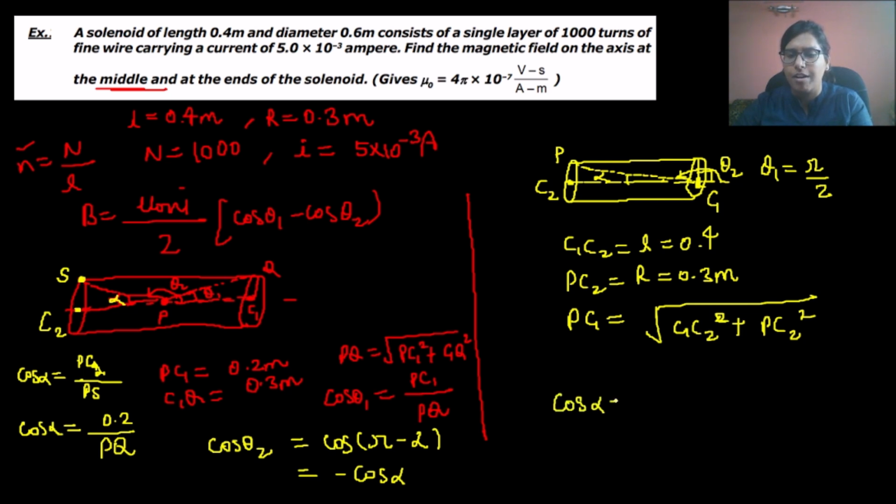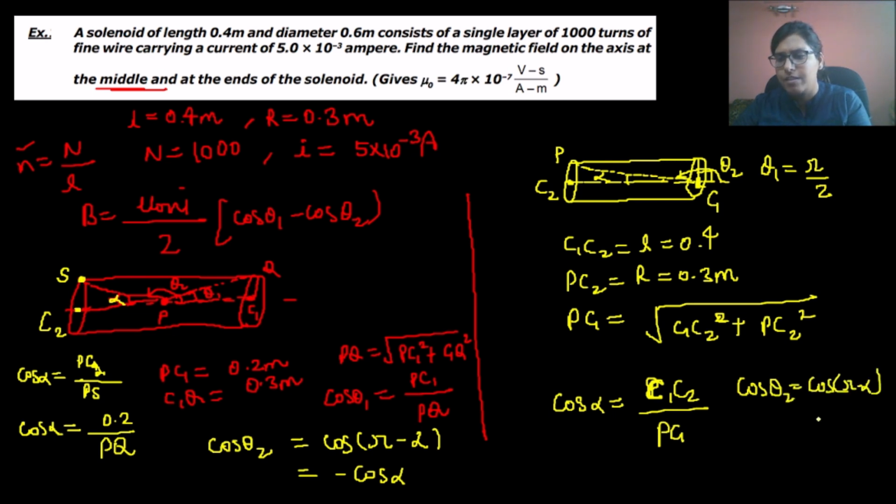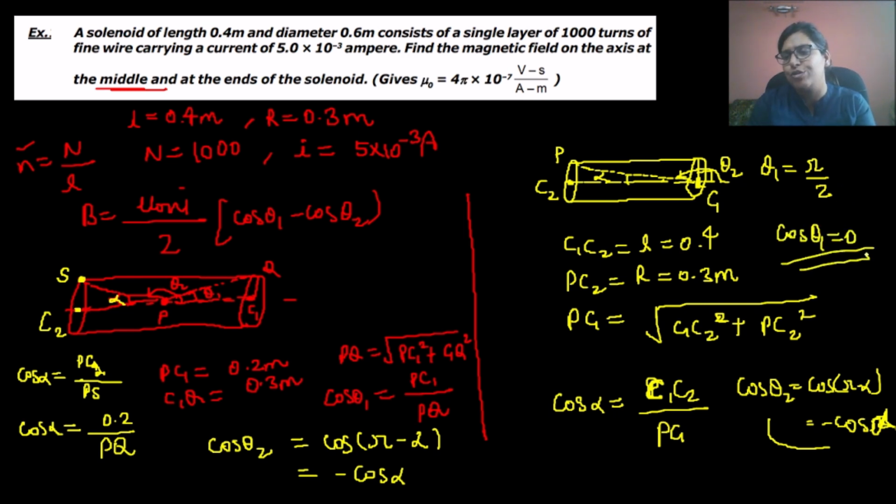So cos of alpha will be C1C2 upon PC1. And cos of theta 2 can be written like this, cos of pi minus alpha. So this will be equal to minus cos alpha. So now cos theta 2 is minus cos alpha, that means this value, and cos theta 1 will be 0. So you can put the values of cos theta 1 and cos theta 2. You will find the magnetic field at the end of the solenoid.